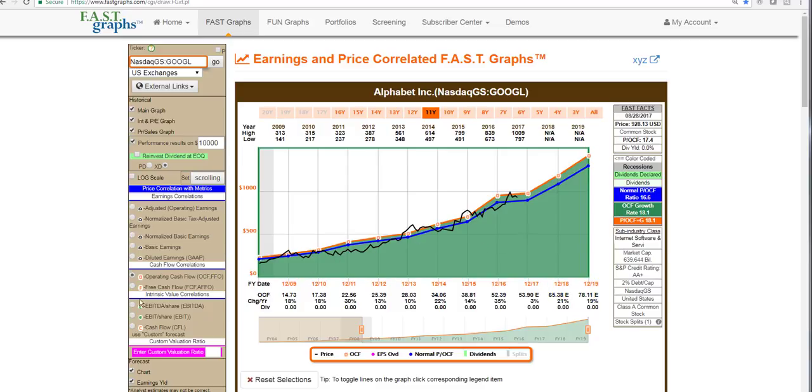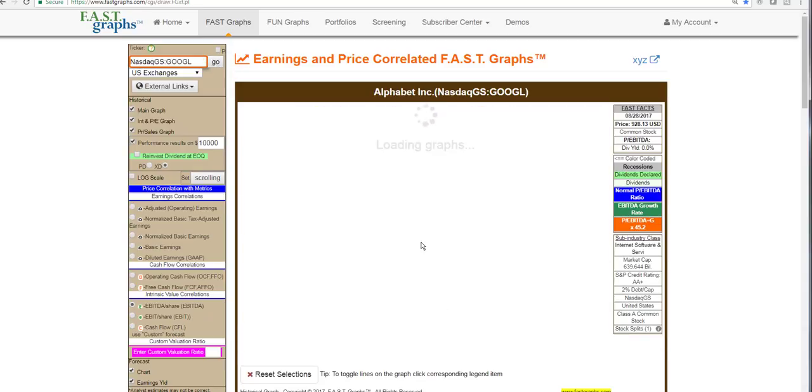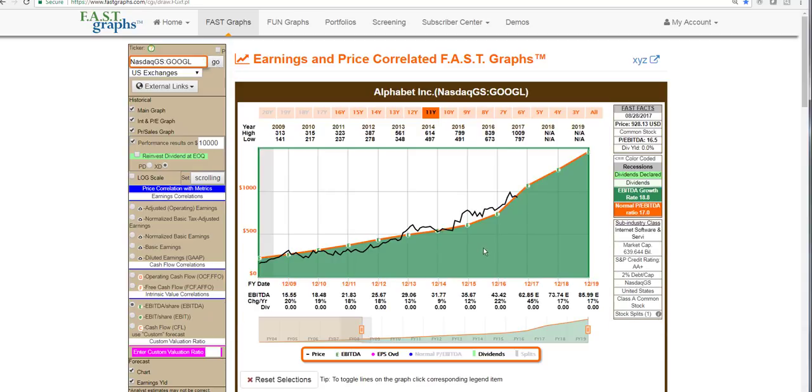But before I do, I want to take a look at EBITDA. I talked quite a bit about EBITDA and operating cash flow and trying to determine which was the better valuation reference. And what's interesting here, if you look at Alphabet or Google over this time frame, the normal price to EBITDA, which is all I produce for EBITDA, has been about 17. The stock currently trades at a normal price to EBITDA of 16.5.